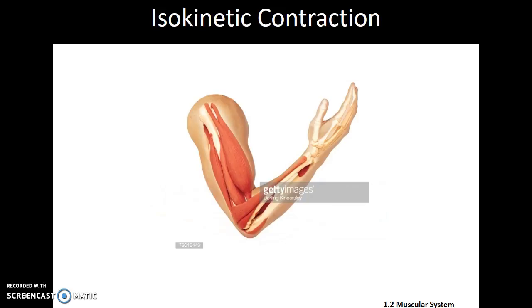Isokinetic contraction. In isokinetic contraction, the muscle changes length during a contraction. It contracts maximally throughout its full range of movement, and the defining characteristic of isokinetic muscle contraction is that it results in movements of a constant speed.